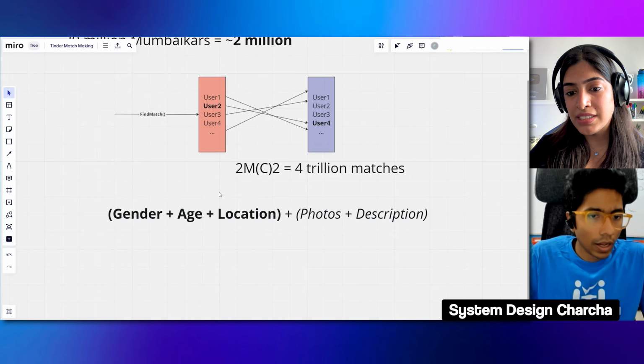Does that make sense? Yeah, 100%. These are easy to understand also. Gender, age, location. I don't know how we are going to do it. Let's see how we can do this.